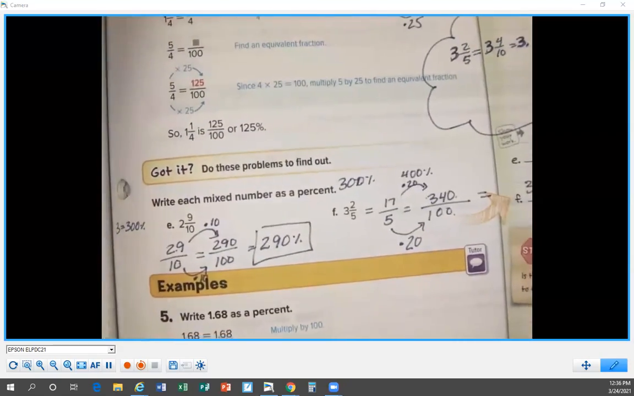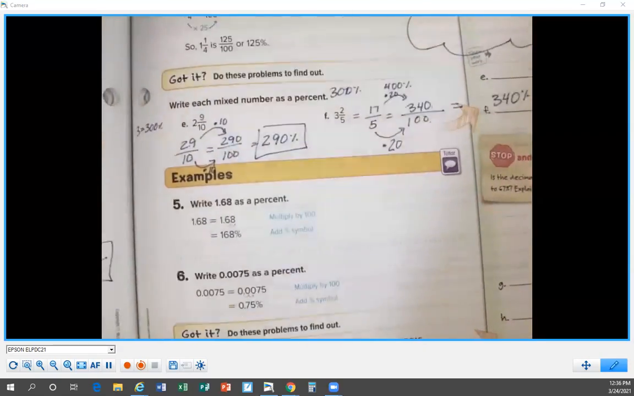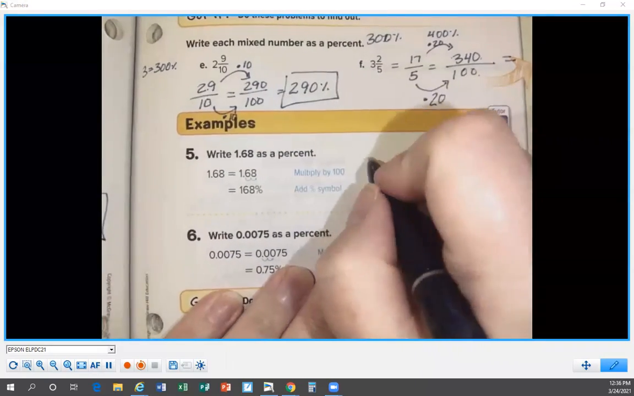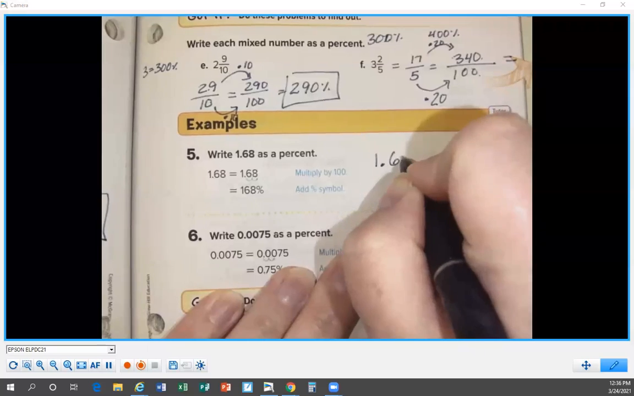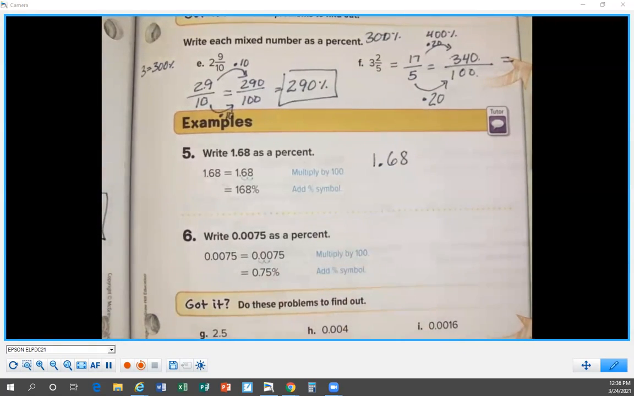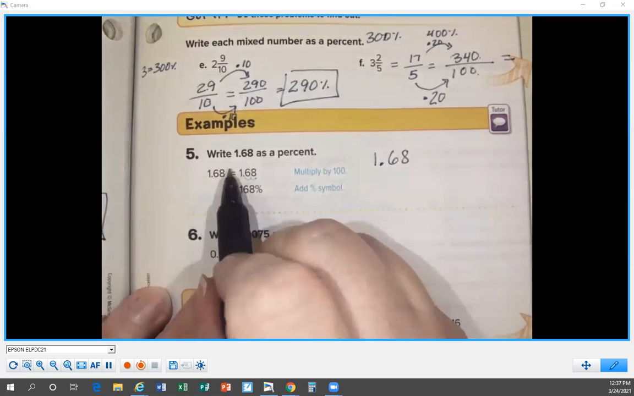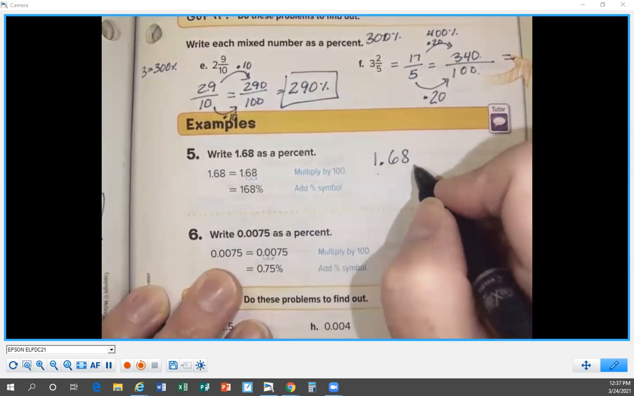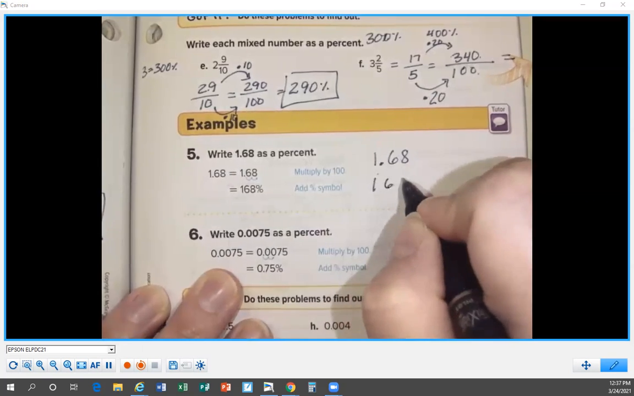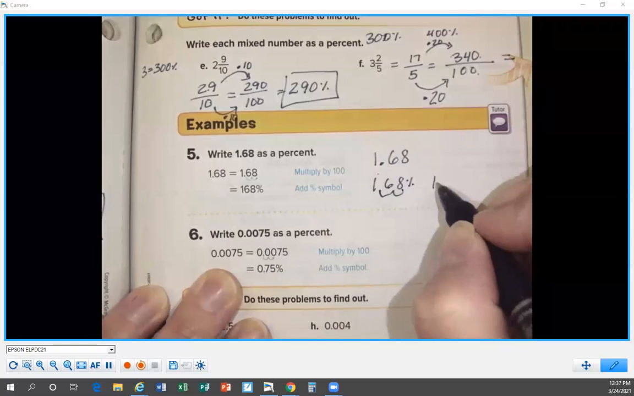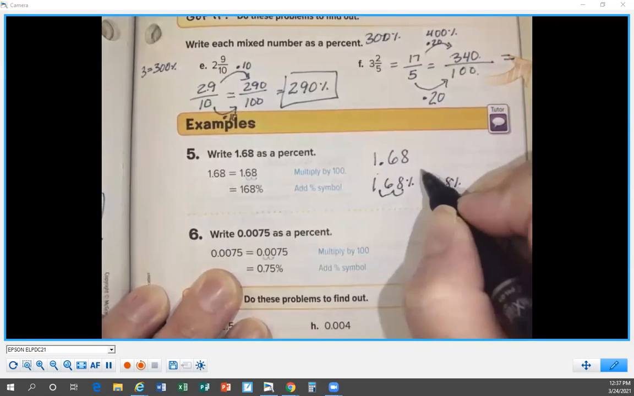Example 5. Write 1 and 68/100 as a percent. So we have 1.68. Well, we know 1 is 100%. We know 2 is 200%. So we know our answer will be somewhere between 100% and 200%. Okay. So we're going to start off by adding the percent sign. We take our decimal and we move it 2 places to the right. So this is 168%.